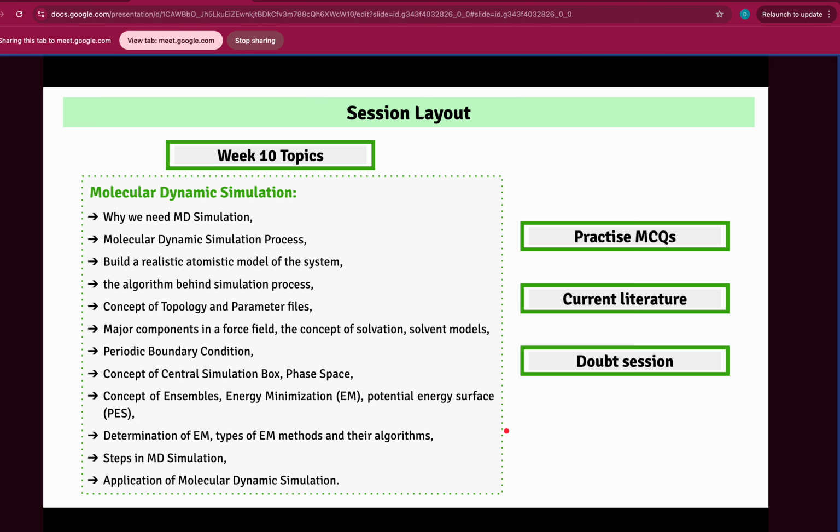In this session we'll be talking about week 10 topics, which were related to molecular dynamic simulations, in which you have looked into what MD simulation is and why we need it. You have looked into the detail of the simulation process and the requirement of each step. Then you have also seen the concept of force fields, energy minimization, and different methods. So we'll look into each of these concepts one by one, and then we'll practice a few MCQs.